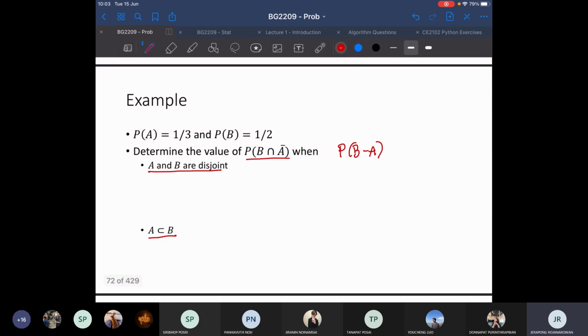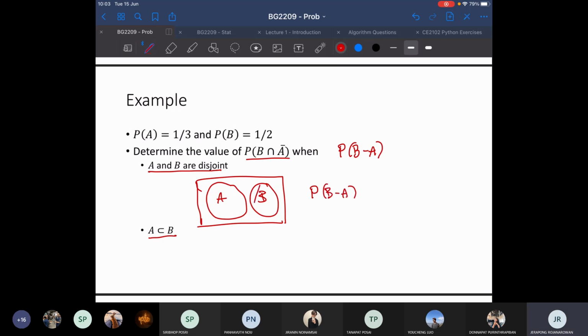Now let's take a look at the first case. A and B are disjoint, so it's gonna look like this, right? Therefore, what is P(B minus A) here? It is in B but not in A, so it's gonna be the whole of B, because there's no overlap. So what's P(B)? 1 over 2. That's it.